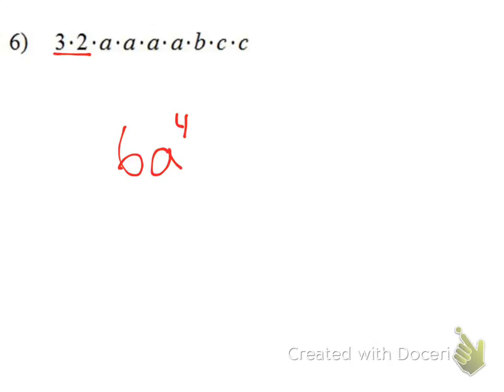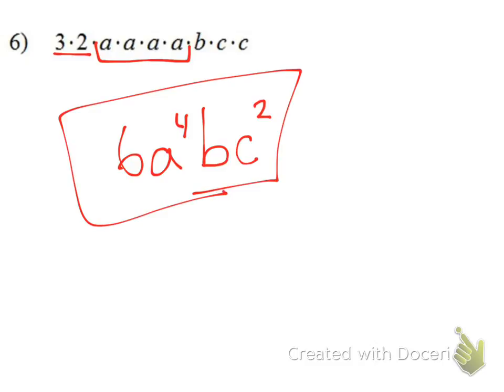Good. You can't put A, B, C to the 7th because that means that A, B, and C would all be happening 7 times. That's not true. You have to just put the ones that match. So all the A's. You could put B to the 1st, but that's sort of like putting a 1 in front of an expression. It's not necessary. If you don't see an exponent, you can assume there's a 1 there. So I'm just going to write B. And then C to the 2nd power. Very good. Raise your hand if you have any questions on this one.